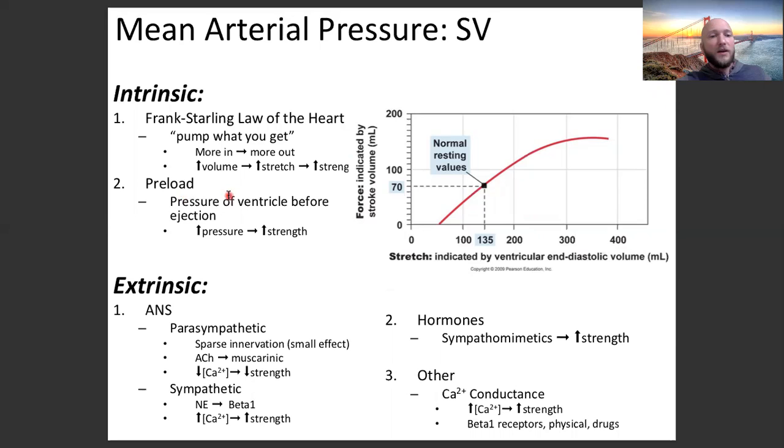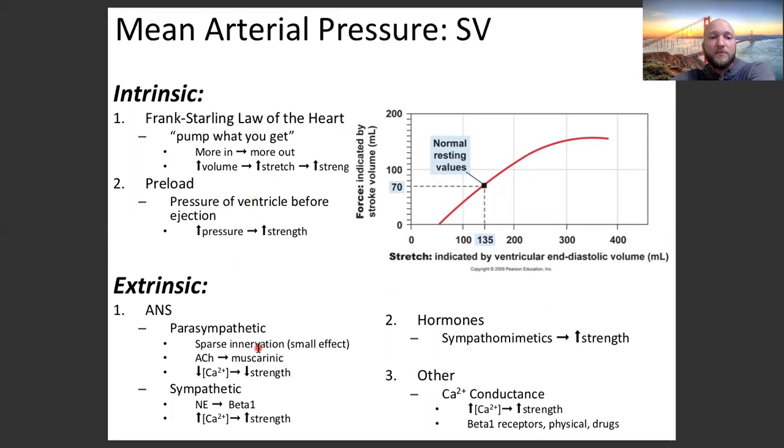Preload. So preload is similar. It's the pressure on the ventricle before ejection. So when there's an increased amount of pressure in the ventricle, you'll have an increased strength of contraction. So pressure on the ventricle before ejection. Increased pressure, increased strength of contraction. That's intrinsic control for stroke volume.